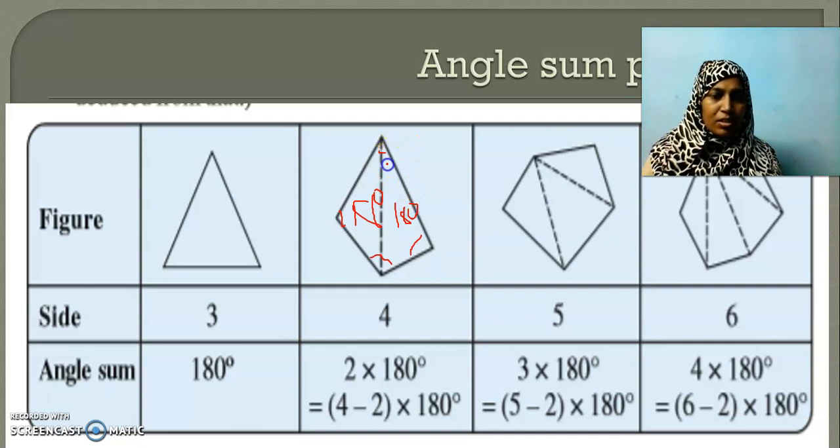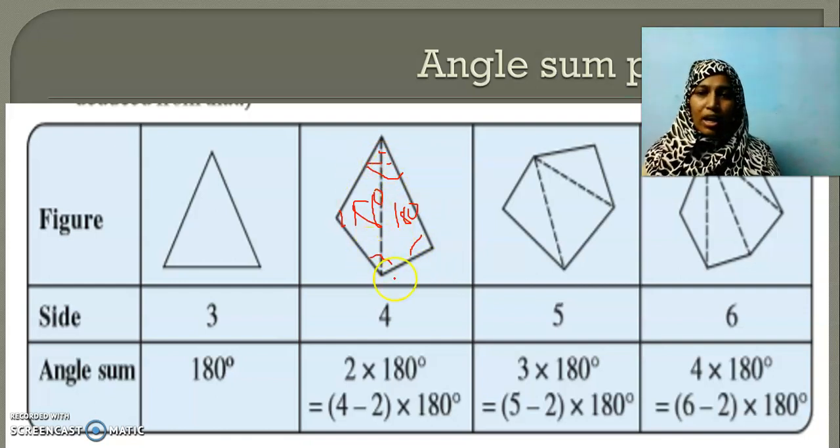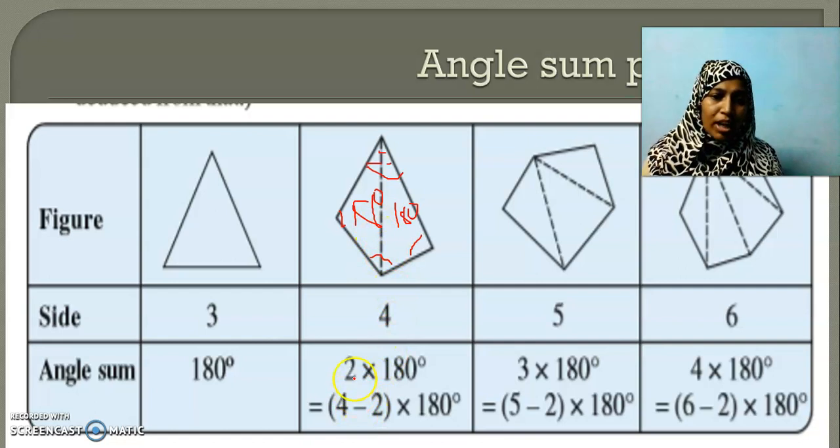Isn't it? See, this bit and this bit together make this whole angle. Half of the angle goes to this triangle, half of the angle goes to this triangle. So on the whole, if I add all the angles now, it becomes the angle sum of a quadrilateral. So I can say 2 times 180. If the sides are 4 in number, 4 minus 2 is 2. So I can generalize.